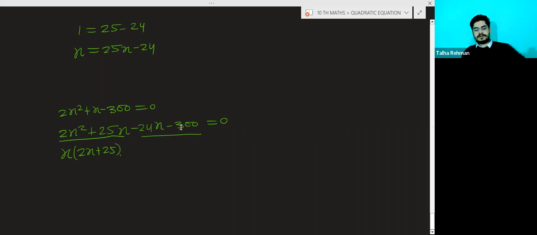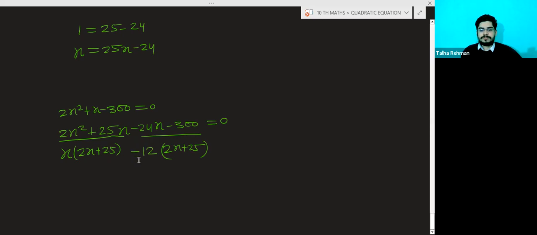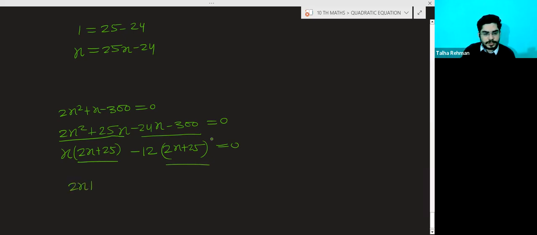24x minus 300. Now remember one thing. If there is confusion in taking common, remember, after taking common, here must be 2x plus 25. Whatever you are taking common, this bracket and this bracket will be same. So you will take minus 12 as common. When you take minus 12 common, here will be plus 2x and here plus 25, and this will be equal to 0. Now see, this bracket is same as this bracket, means we are solving correctly. So now we can take common 2x plus 25 and x minus 12, that is equal to 0.